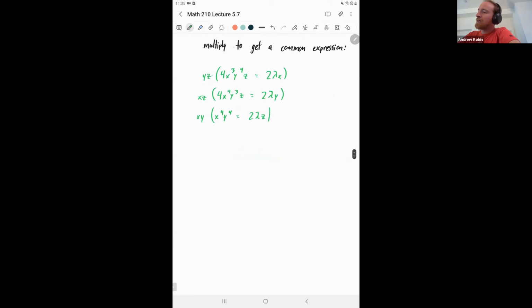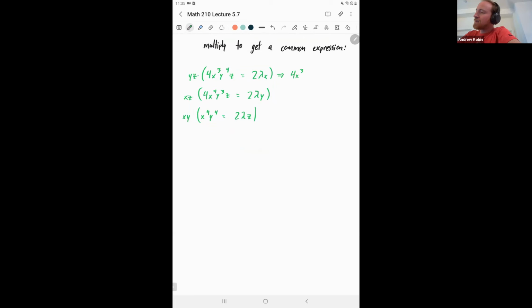So let's actually rewrite each of these equations when we multiply through by the things indicated and see what we get. So here I'll have 4 times x cubed times now y to the fifth and z squared is equal to 2 lambda x, y, z. The middle equation now reads 4 times x to the fifth times y cubed times z squared is equal to 2 lambda x, y, z.